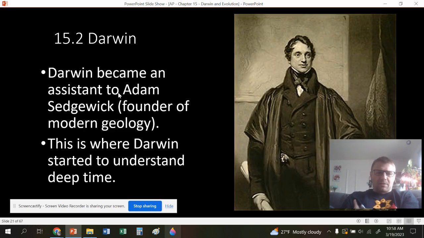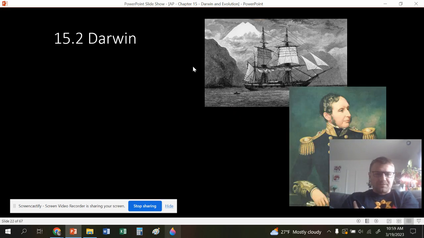He also worked with a professor by the name of Adam Sedgwick, who is kind of the founder of modern geology. And this is where he started to understand deep time. So both of these people really started to shape his understanding of how we classify things in science and how the Earth is millions to billions of years old.